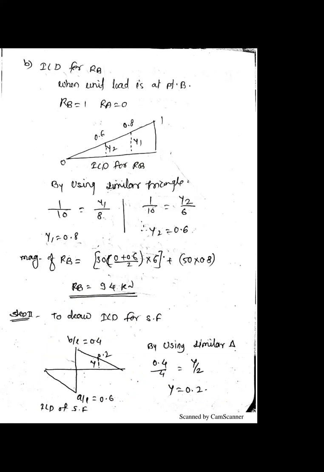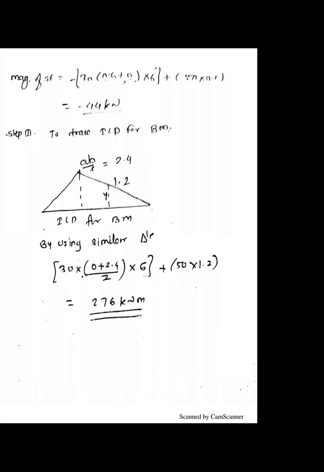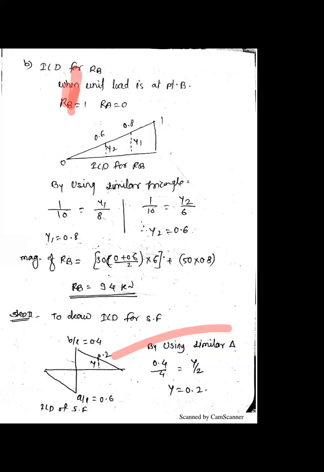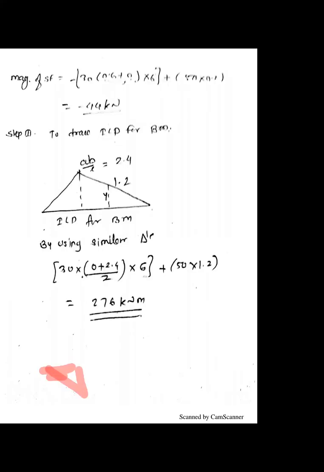Now calculate the magnitude of shear force. So here the magnitude of shear force. Again, this is a minus sign. So what does the minus sign mean? In this portion there is a UDL. So this is below the baseline. That's why minus sign. Again the intensity of UDL, average of 2, 0.6.